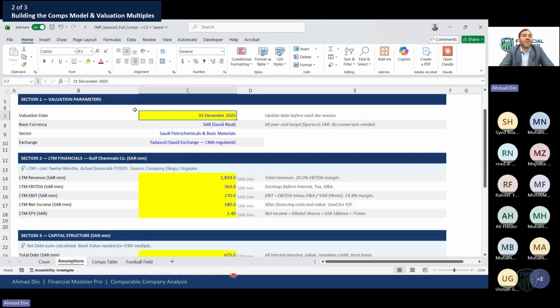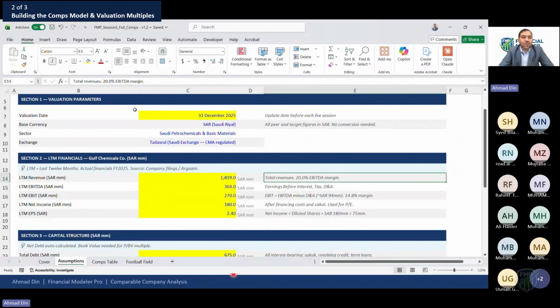Suppose our valuation date is 31st December 2025. Our currency is Saudi Riyals and our sector is Saudi Petrochemical and Basic Materials. From the company financials, I have extracted the last twelve months financials. In the last twelve months, revenue for the company is 1.8 billion. We have LTM EBITDA, LTM EBIT, LTM net income, and LTM EPS, earnings per share. If we need to compare in any analysis, we can use that EPS as well.